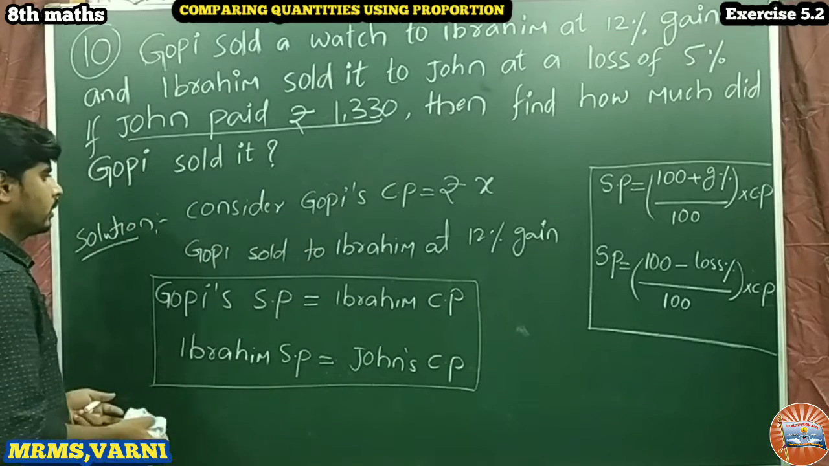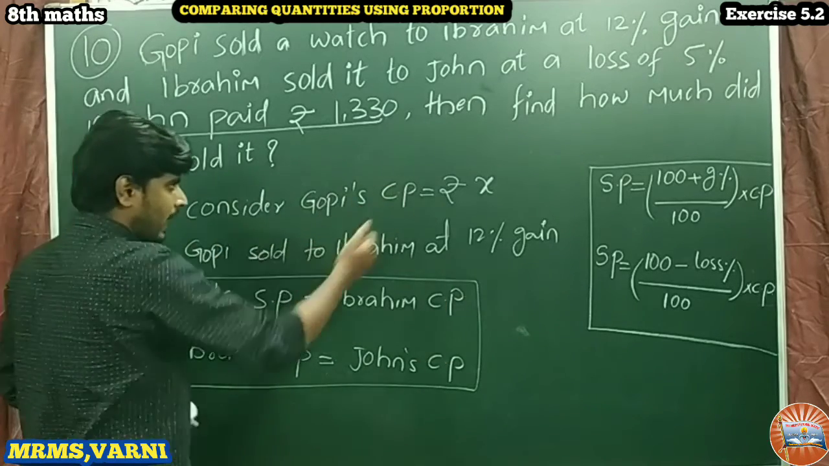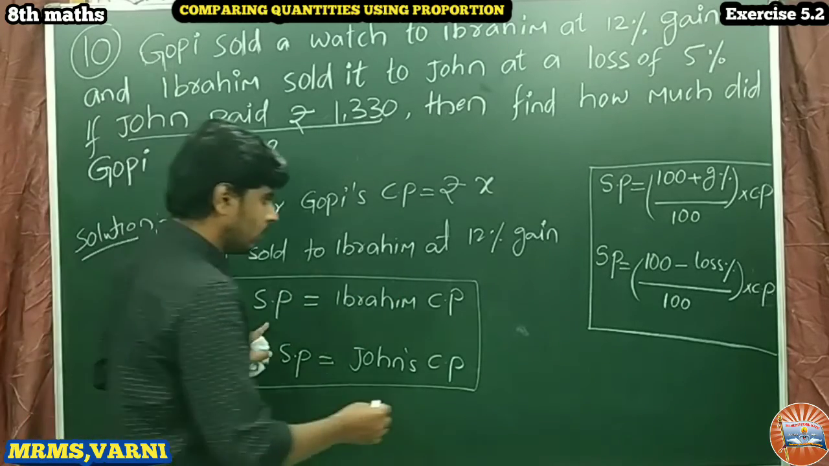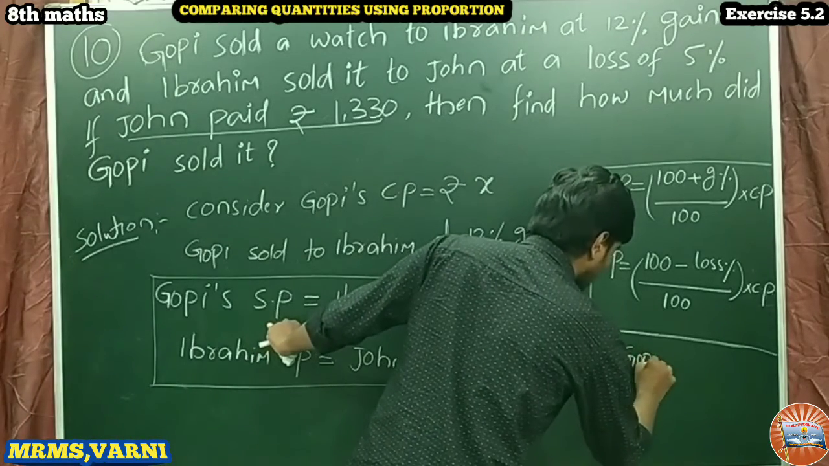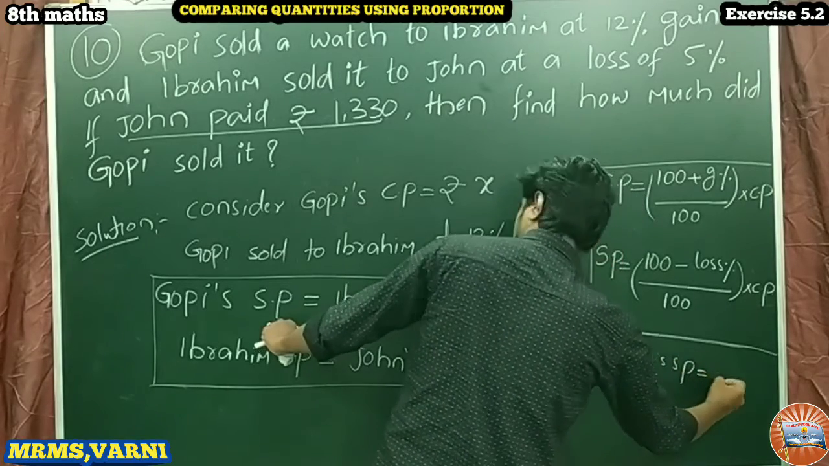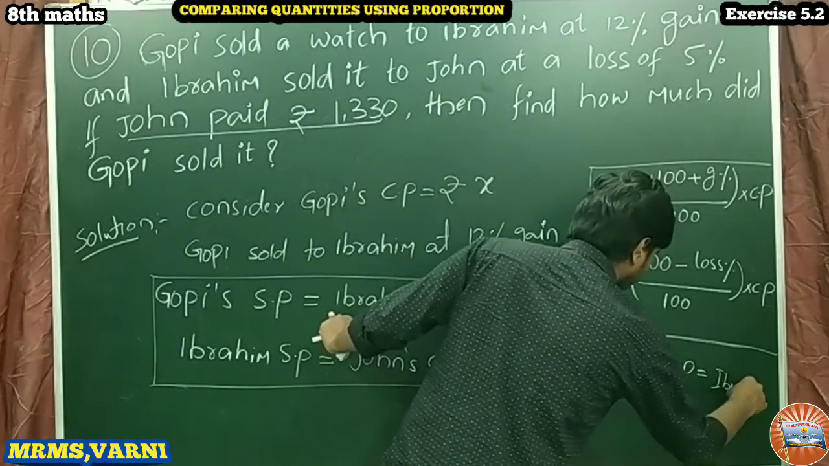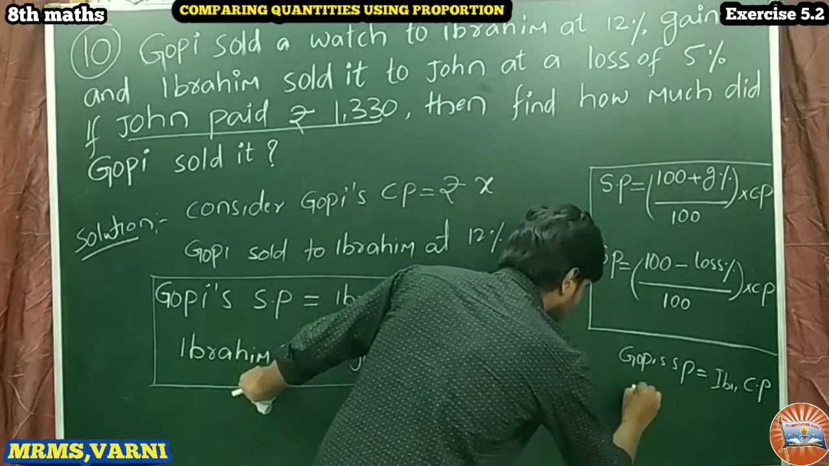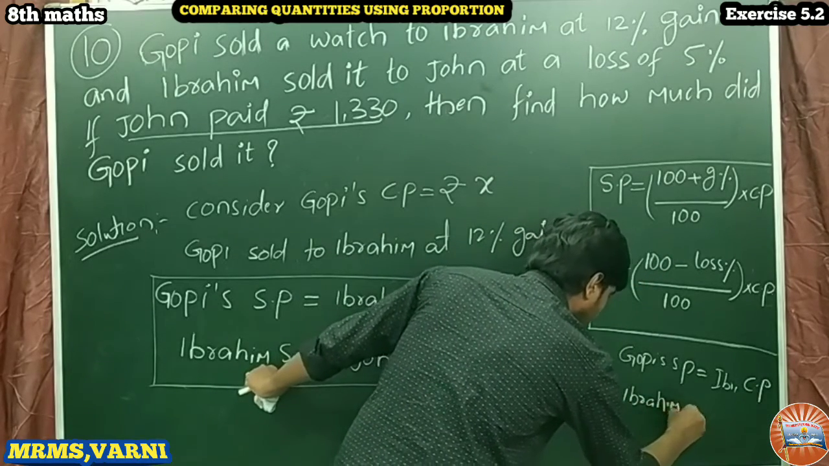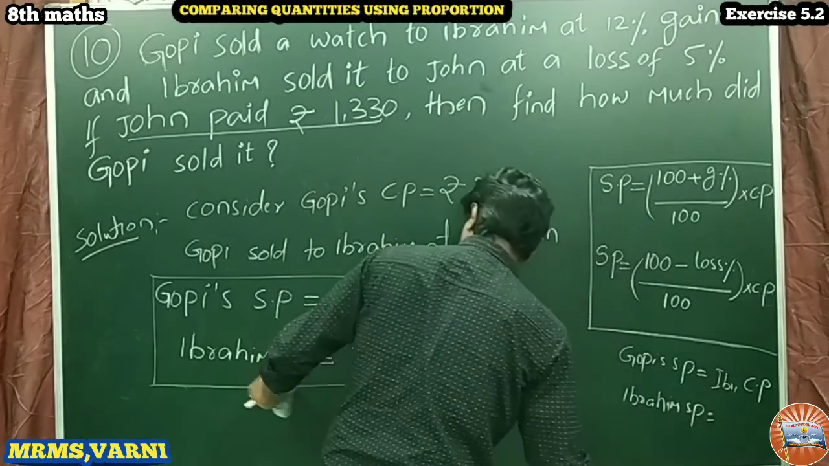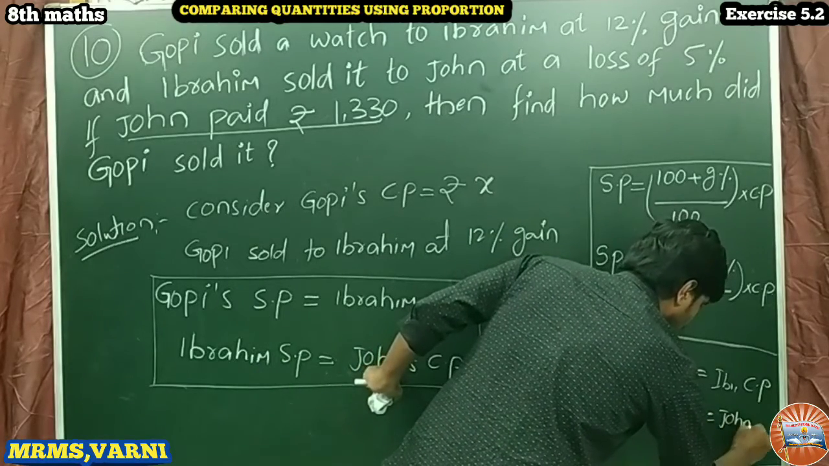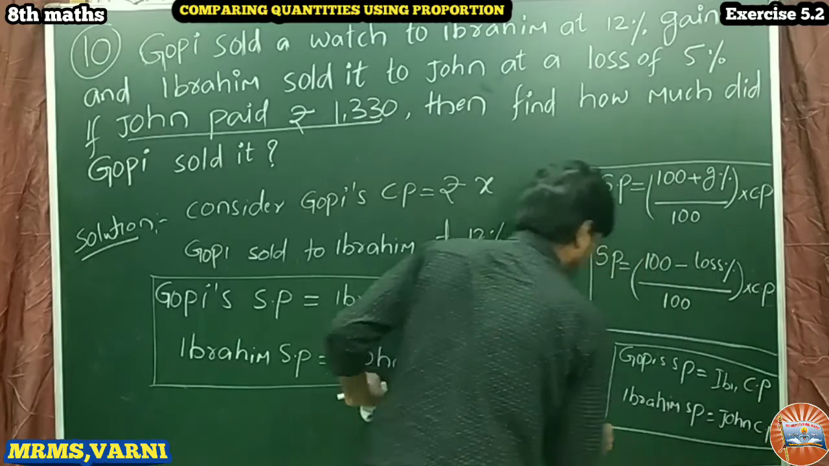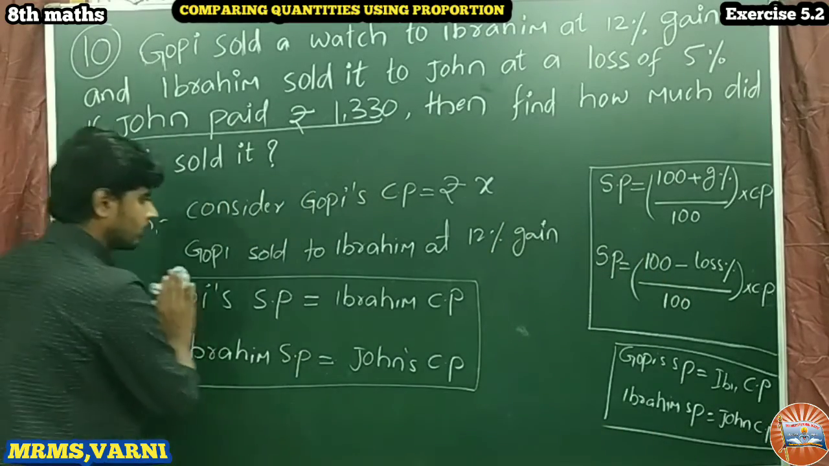So remember these two statements. Okay, right. So we have considered Gopi's CP is X and he got 12% gain. So I am writing here Gopi's SP is equals to Ibrahim's CP, and Ibrahim's SP is equals to John's CP. Okay, right.